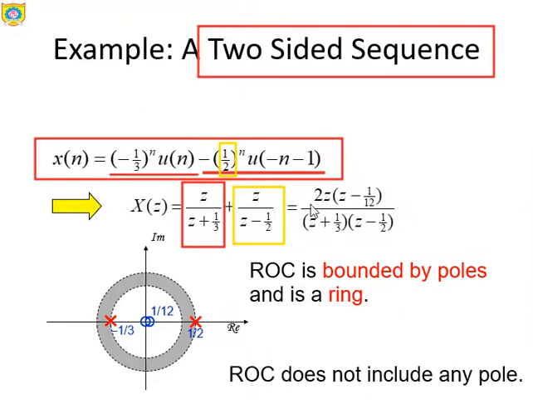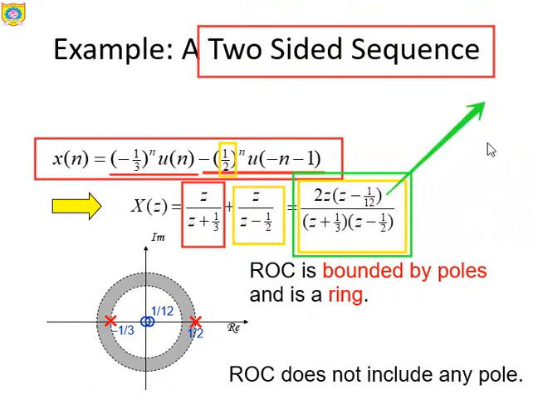After solving this particular equation, we will be able to get it like this: 2z(z - 1/12) divided by (z + 1/3)(z - 1/2). Now if you look at this equation, this is nothing but the X(z) which we just solved. For X(z), when we equate the numerator to 0, we will get the zeros, and when we equate the denominator to 0, we will get the poles.